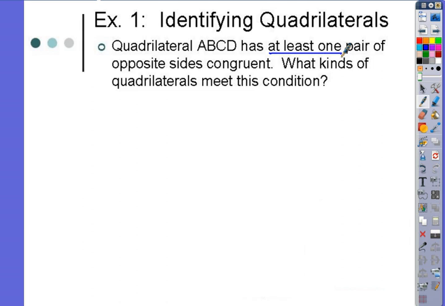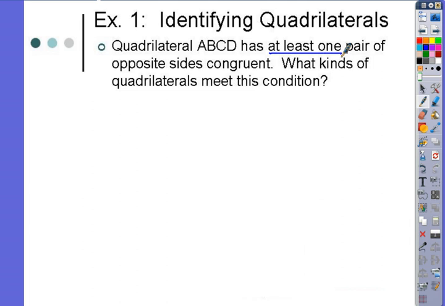Right? So could it be a kite? Good. Does a kite have any opposite congruent sides? No, it doesn't. So it can't be a kite. This one has at least one. Okay, what else could it be then?